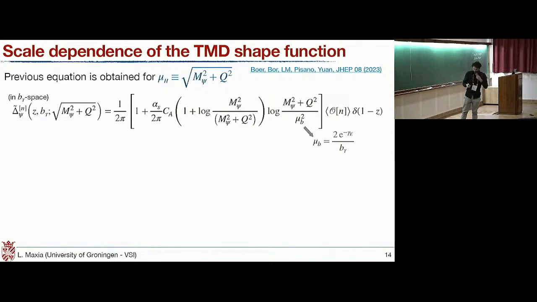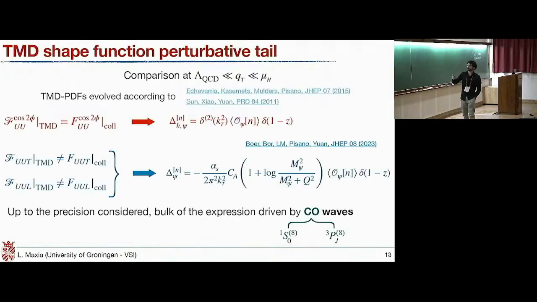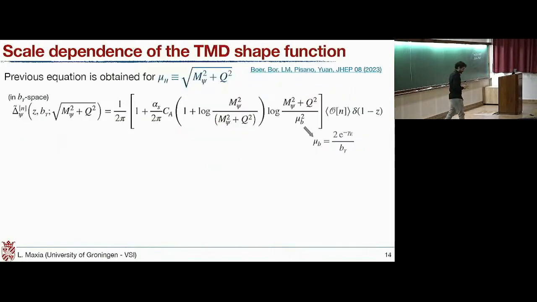Okay, now I want to stress a little bit more about this point. If you look at this kind of result, you have the TMD shape function with a Q dependence, where Q is the virtuality of the photon. So it is strange in principle that something that is quarkonium, J/psi related, has a dependence on the photon, which is not directly connected.